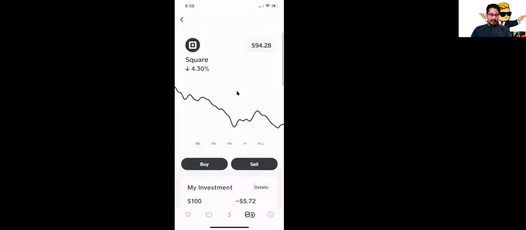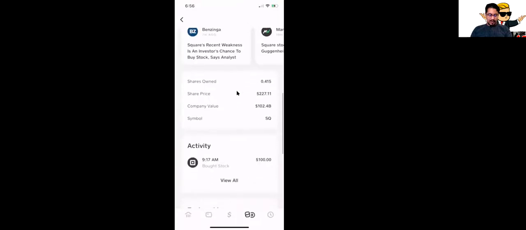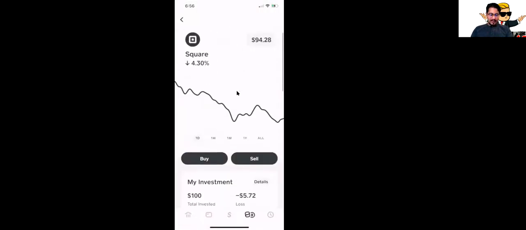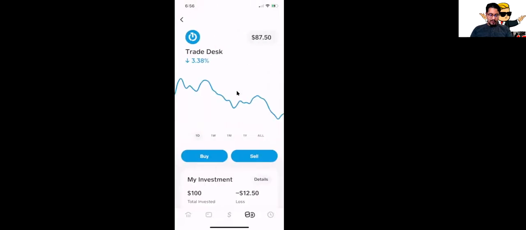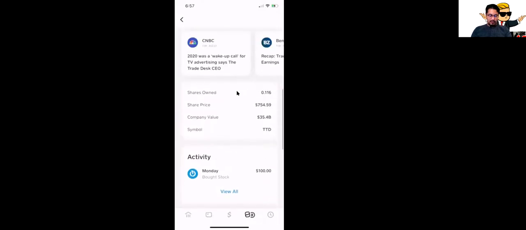This is the reason why I love the Cash App. Where it says shares owned, I actually own less than one share. I own 0.415 shares of Square, because one share of Square costs $227, and I didn't want to invest $227 on Square. I only wanted to invest $100. If you see my activity, I bought $100 worth of shares of Square. Not only with Square, but also with Trade Desk. One share of the Trade Desk is $754, which is insane. But again, I only bought $100 worth of it, which is 0.116.